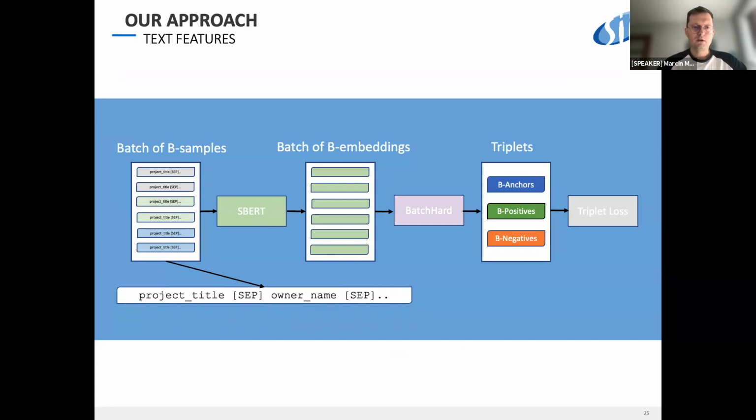We took all text named entities and concatenated them into a consistent block of text. We just separate the named entities by the SEP token that is used by the BERT tokenizer to distinguish between sentences. And then we used batch hard and triplet loss to train this model.